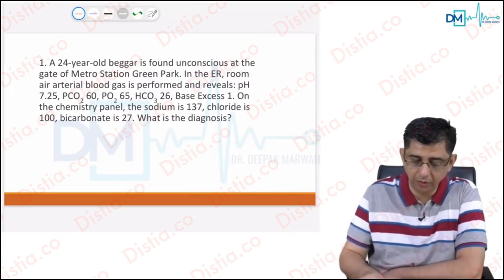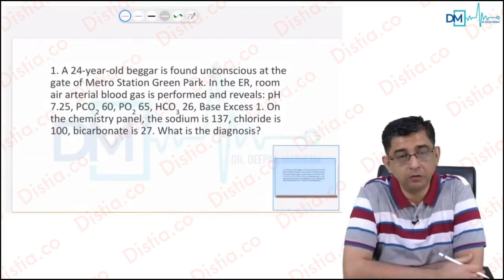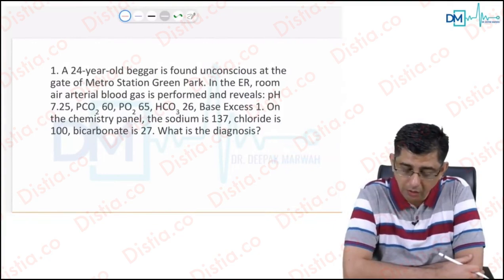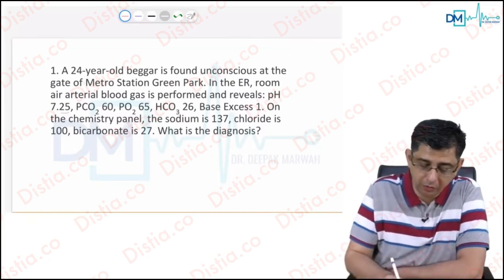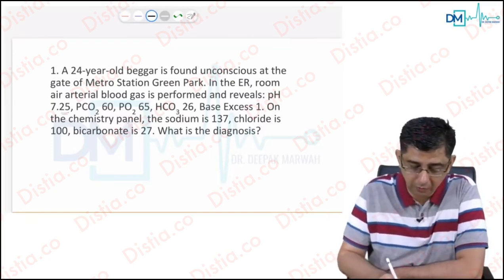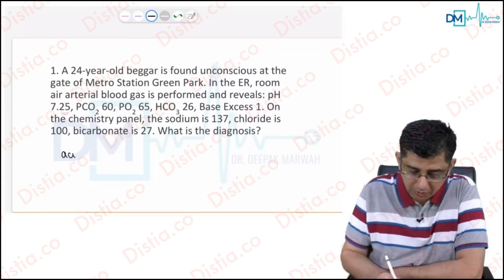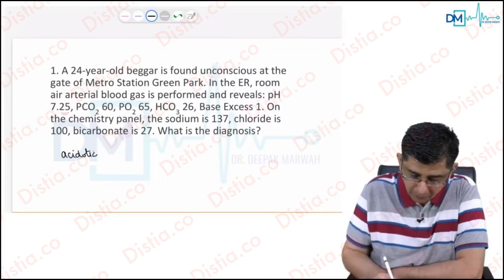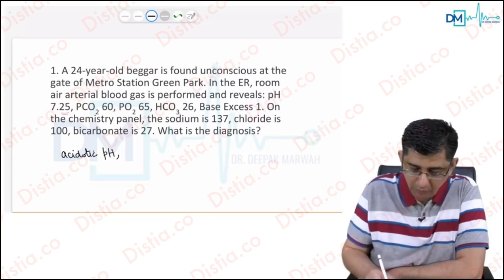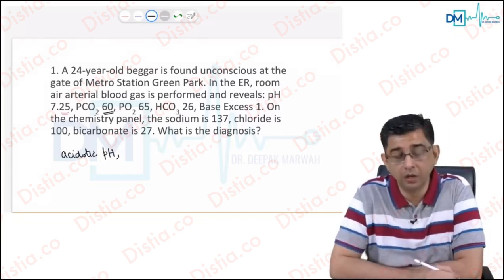He says a 24-year-old beggar is found unconscious at the gate of a metro station. In the ER, the room air blood gas was performed and reveals a pH of 7.25. Now when you read this value 7.25, you immediately know that this is an acidotic pH. The PCO2 of the patient is given to be 60.